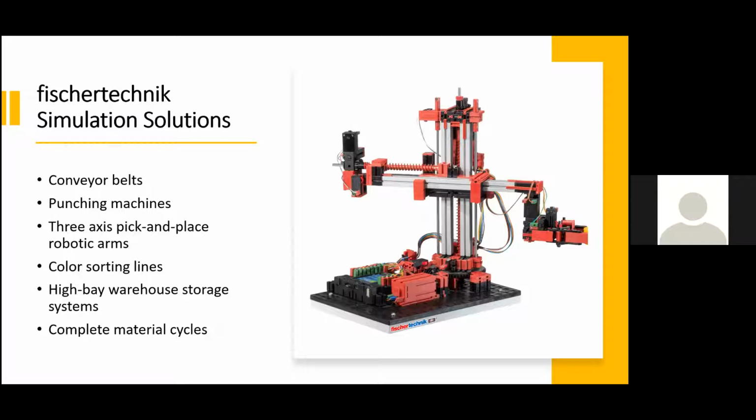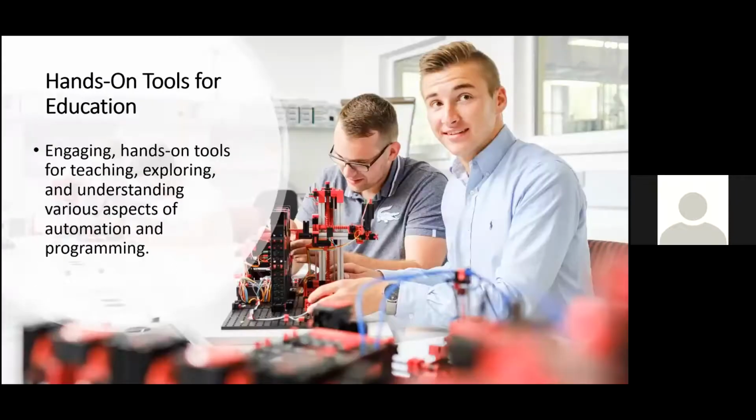Now, this model consists of 4 individual workstations, including a vacuum gripper robot, a high bay storage warehouse, a multi-processing station with oven, and a sorting line with color detection, all of which are designed to work together as one self-contained material cycle. Now, before we look at the models in the simulation line in more detail, let me briefly outline some of the advantages of using fischertechnik solutions.